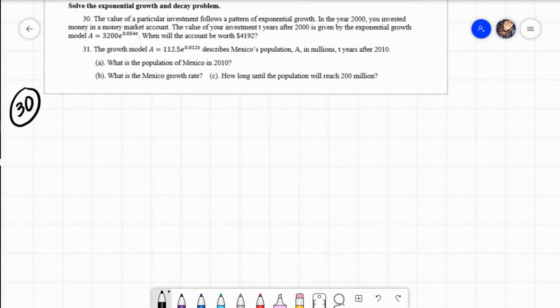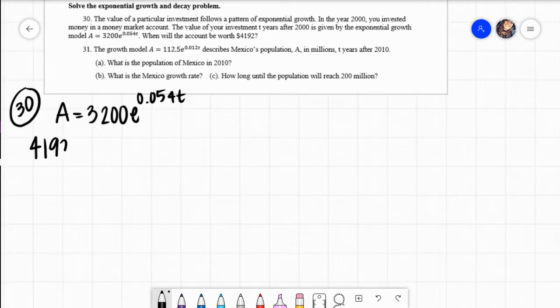Okay, so let's write this exponential growth model, which is A equals 3,200 e to the 0.054t. We're looking for t, correct? Because it wants to know when the account will be 4,192. That would be the accumulated amount after so many years, so that's going to be our A. So we're actually going to change A to 4,192 equals 3,200 e to the 0.054t.